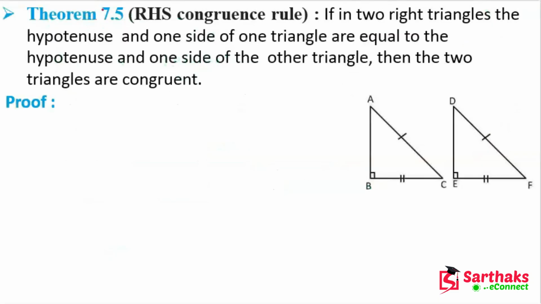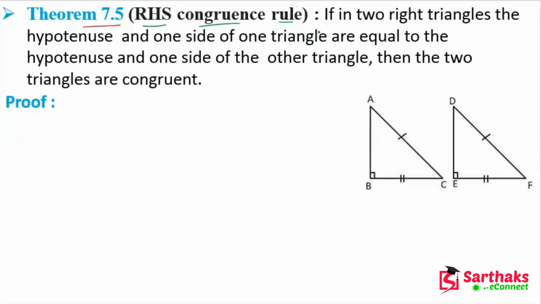So now we are going to discuss theorem 7.5. Okay. So this theorem is the RHS congruence rule. So now RHS full form, we know that right angle, hypotenuse and side. Okay. So RHS is what? Right angle, hypotenuse, side congruence rule.